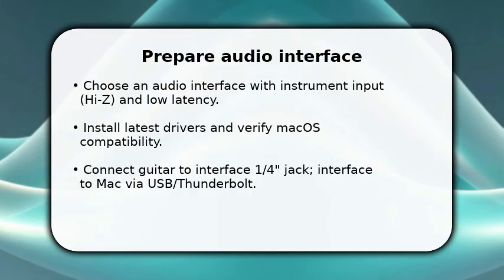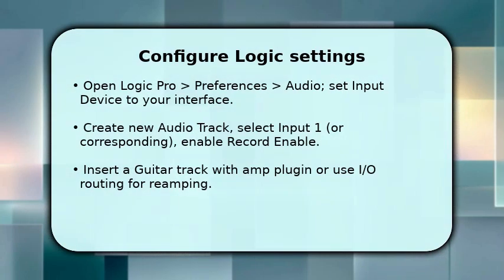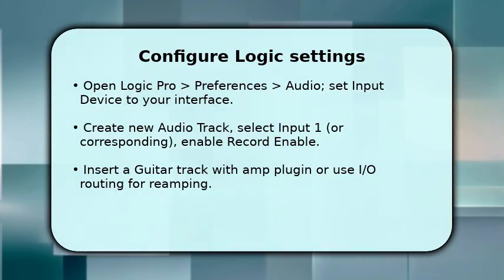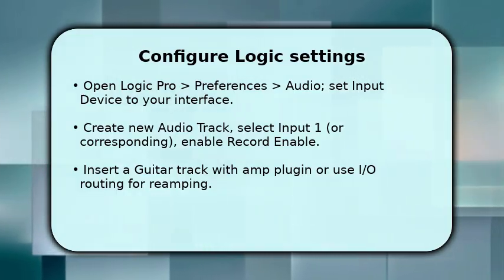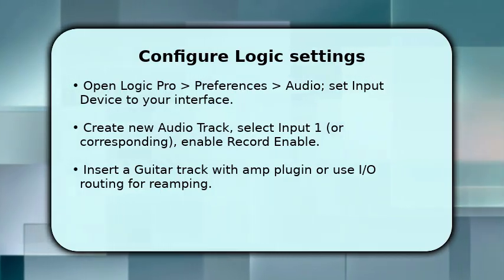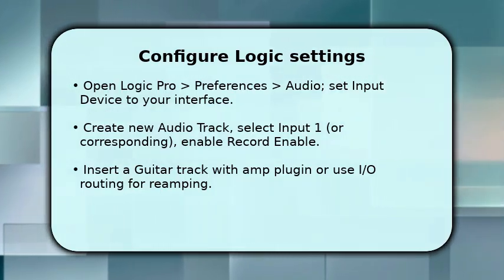Next, configure Logic. Open Preferences, choose your interface as the input and output device, and match the sample rate you set earlier. Create a new audio track, assign the correct input channel, input 1 for your guitar, and enable Record Enable so you can monitor.